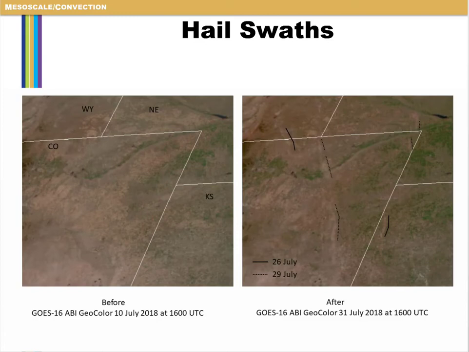The hail swaths show up most clearly in the GOES ABI GeoColor imagery, as can be seen in this before and after imagery from July 2018. In late July 2018, a persistent northwest flow aloft led to multiple rounds of severe thunderstorms with hail that tracked southeast. In the after image on the right, the hail damage swaths can be seen in the imagery. Black lines are shown slightly to the right of each hail damage swath for clarification. Solid lines denote swaths from storms on July 26, while dotted lines denote storms from July 29. Note how these hail damage swaths were absent in the before image on the left from July 10.